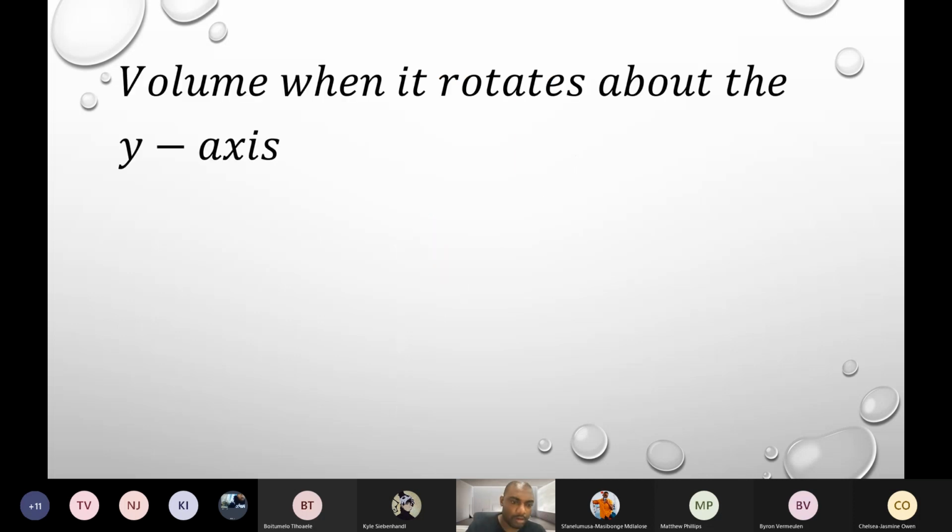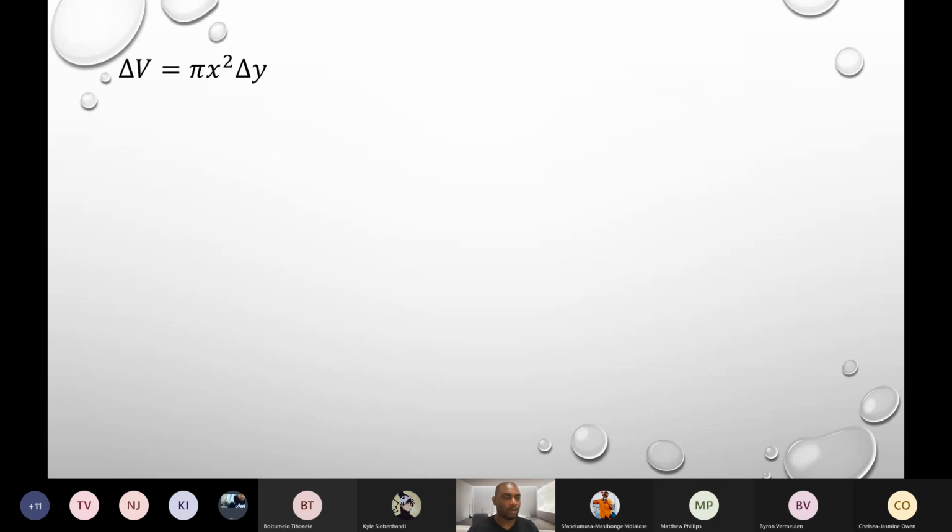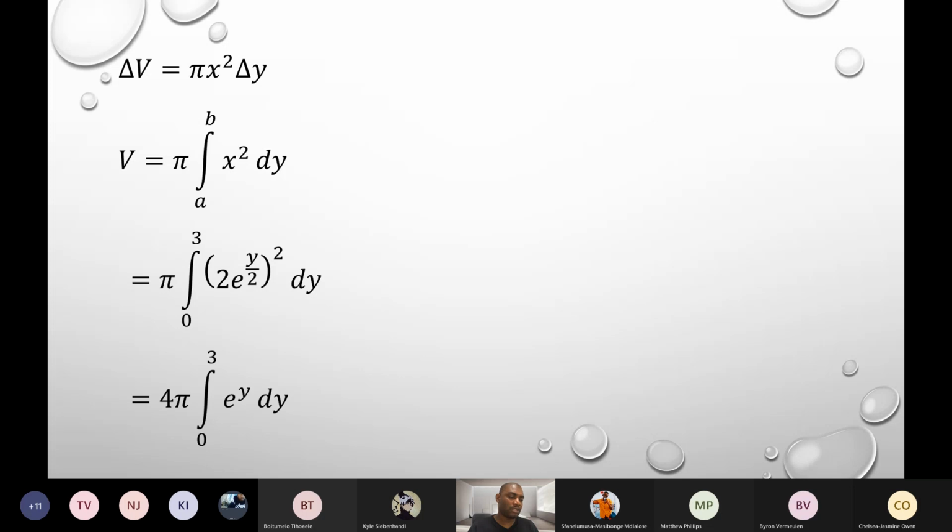And then the volume when it rotates about the y-axis. This is the part that we did. Okay, so we know that if the limits are in the y-axis, the formula that we use is there. Okay, you can see the formula there.